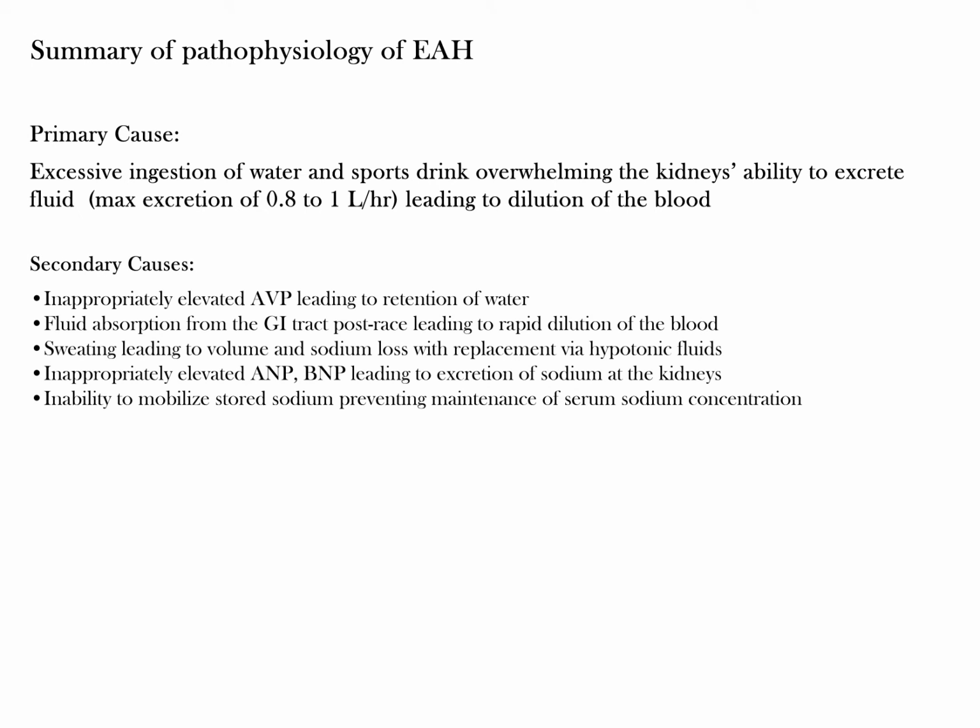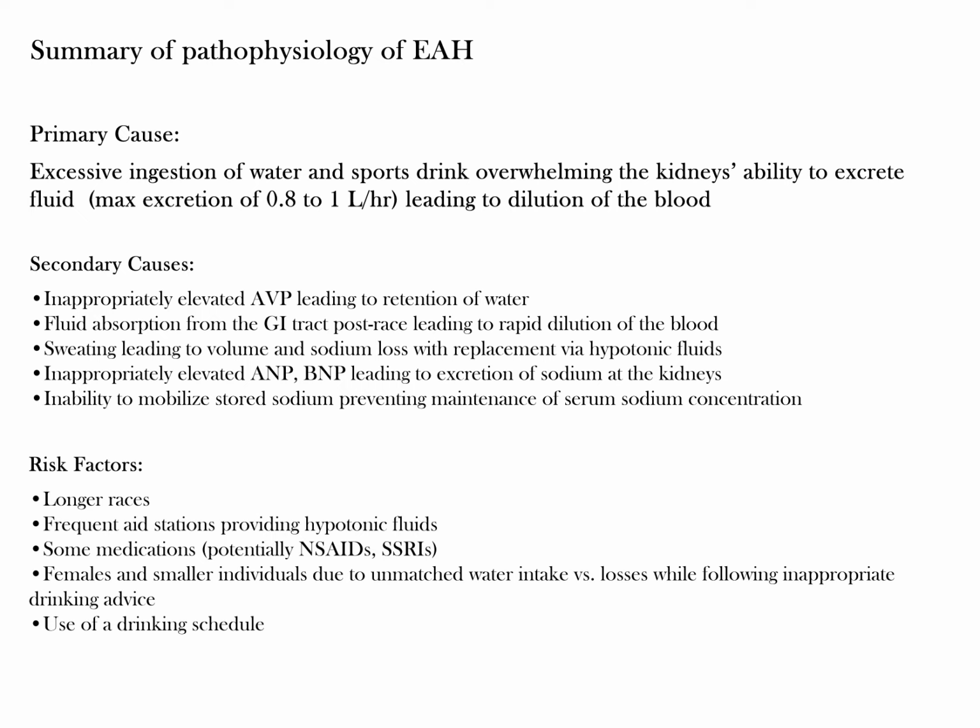In summary, the primary cause of exercise-associated hyponatremia is the excessive ingestion of water and sports drink, overwhelming the kidney's ability to excrete fluid, leading to dilution of the blood. Secondary causes include inappropriately elevated AVP, fluid absorption from the GI tract following exercise, sweating leading to sodium loss, inappropriately elevated ANP and BNP levels, and the inability to mobilize stored sodium in the bones. As such, risk factors for hyponatremia include longer races, frequent aid stations, certain medications, smaller individuals with inappropriate drinking, and the use of a drinking schedule.